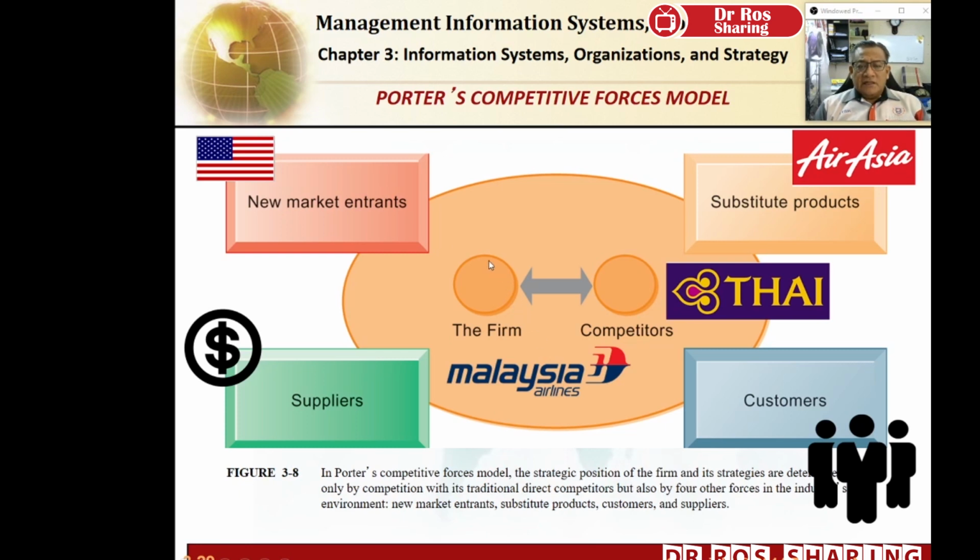Okay, the firm Malaysia Airlines basically has direct competition with low-cost airlines, for example, AirAsia. This is what they call a substitute service, because it could offer equal airline service at a lower price. This is what they call a substitute product or service. So Malaysia Airlines also has to deal with that by using their IT system.